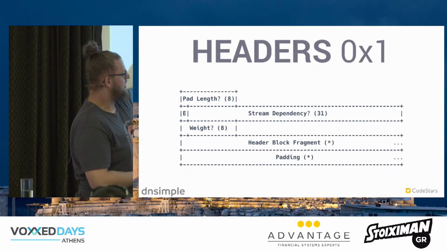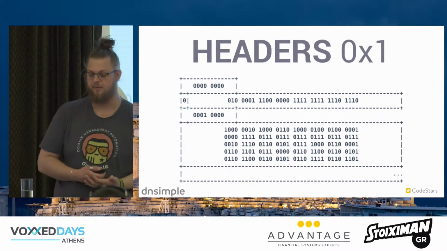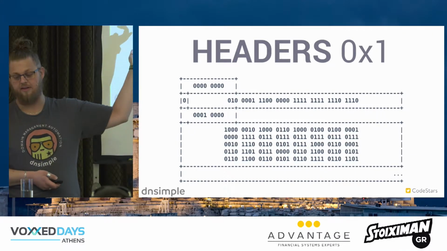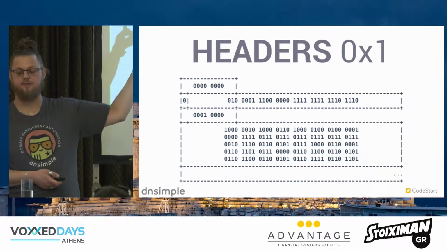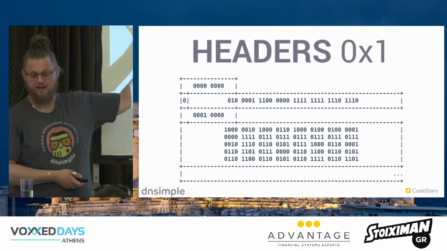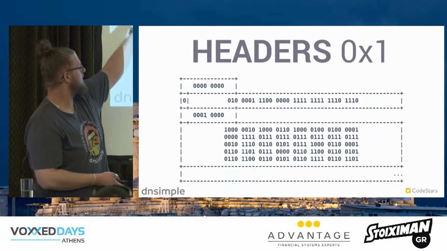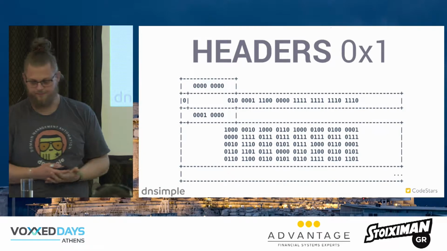This is the header block fragment, and this is also what we want to take a look at. This is how it would look implemented. So we had a pad length of 0, then we have an exclusive bit of 0, then there's a stream dependency. It has a weight of 16, and then there's the header block fragment and the non-existing padding. So padding is 0, so we don't have this padding in here.